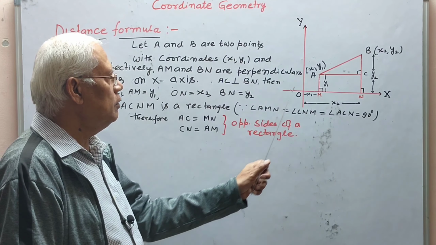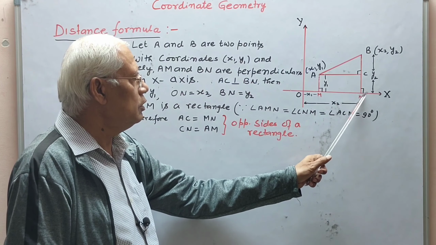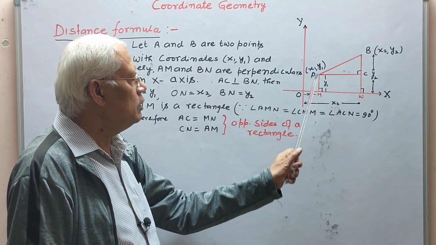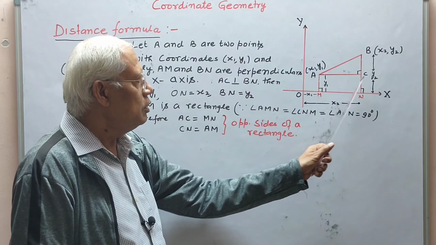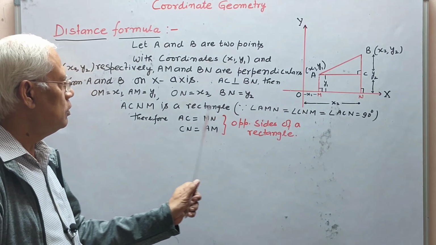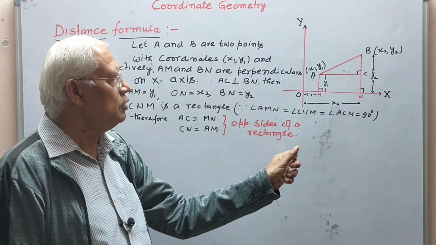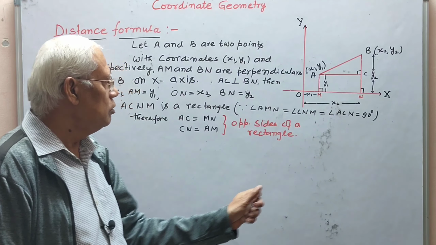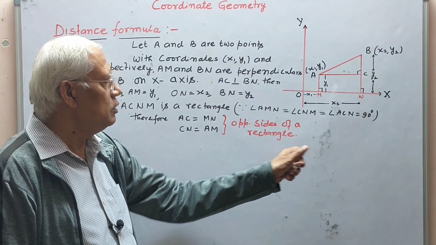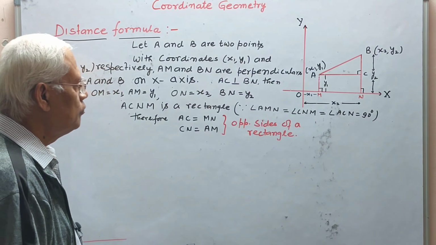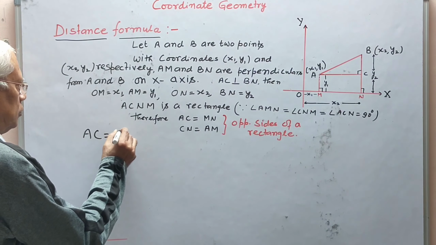Now, angles AMN, CNM, and ACN are 90 degrees. Therefore, ACNM is a rectangle. And we already know that opposite sides of a rectangle are equal. So, AC equals MN and CN is equal to AM.